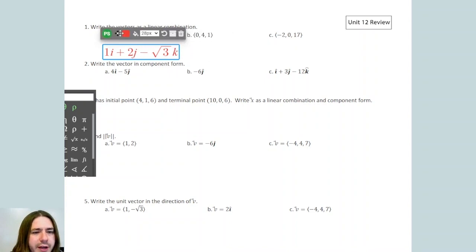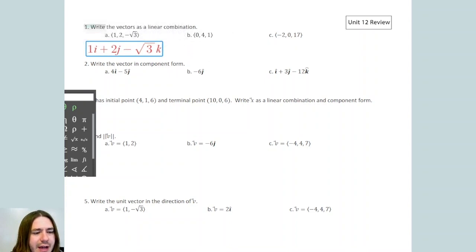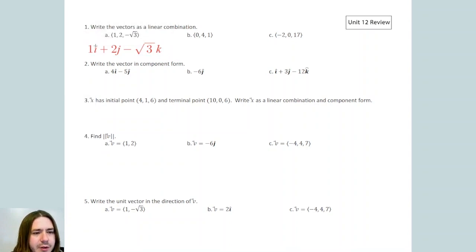And usually when you write these as a linear combination, the i, j, and k are written slightly differently. You'll write them with little hats, and it's really just to differentiate them from any other variable. Like i, for instance, is typically used to notate an imaginary number, and we want to be clear that's not what we're talking about. The i, j, k are the standard unit vectors.